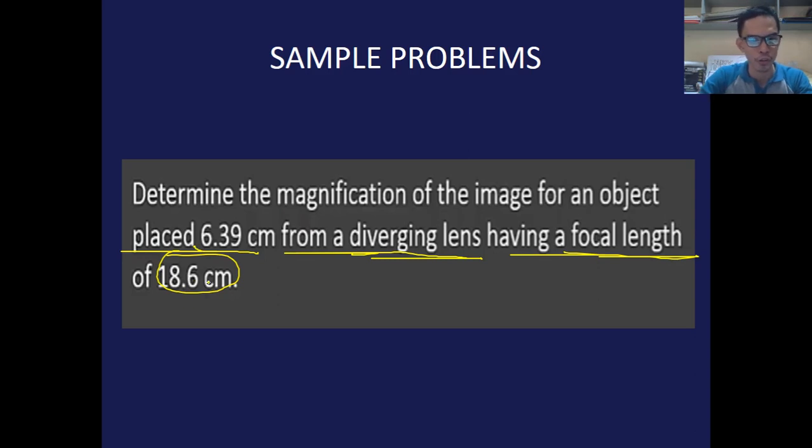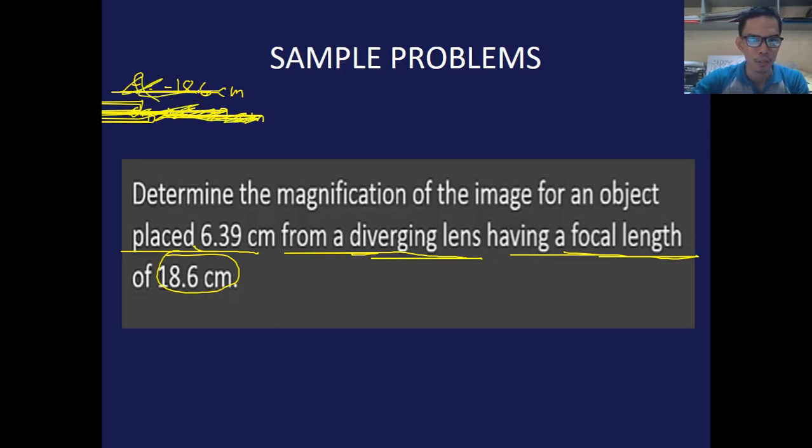So what do we do here? The first thing to do is to write the values. We have the focal length of negative 18.6 cm. Next, the object is placed at a distance of 6.39 cm. So that is your distance of the object.